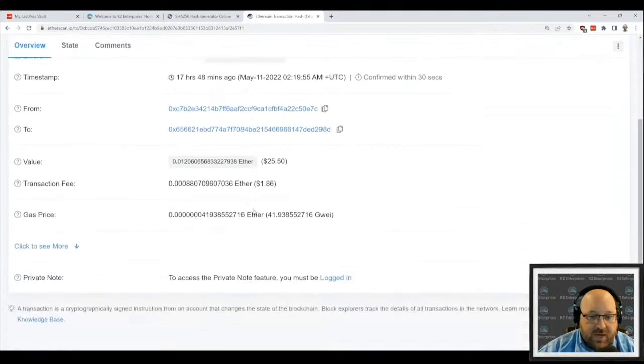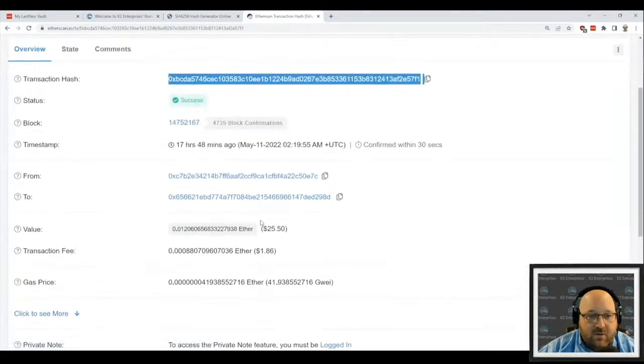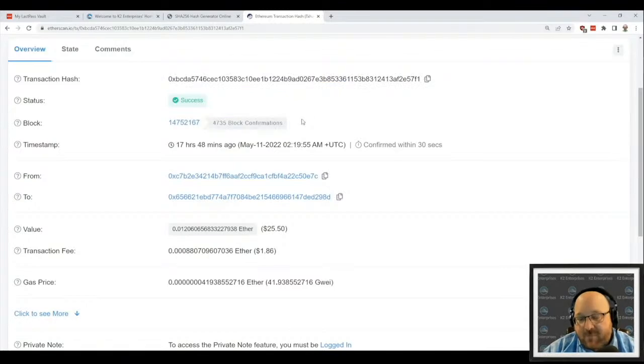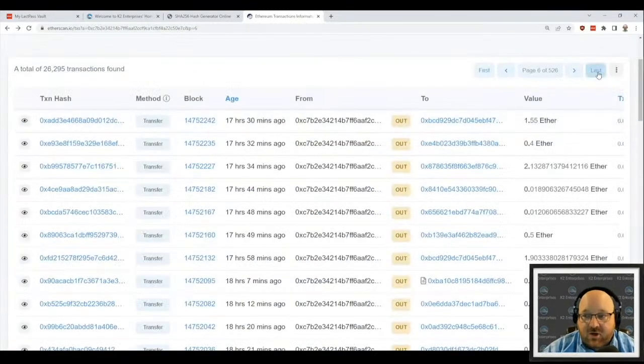Okay, and if we scroll down here to this block, I want you to see that this has been verified. And how many times has it been mined? It's been mined 4,735 times. So that means 4,735 different miners have verified that, yes, this transaction going from this address to this address is valid. That means 4,735 people spent money and energy doing that.